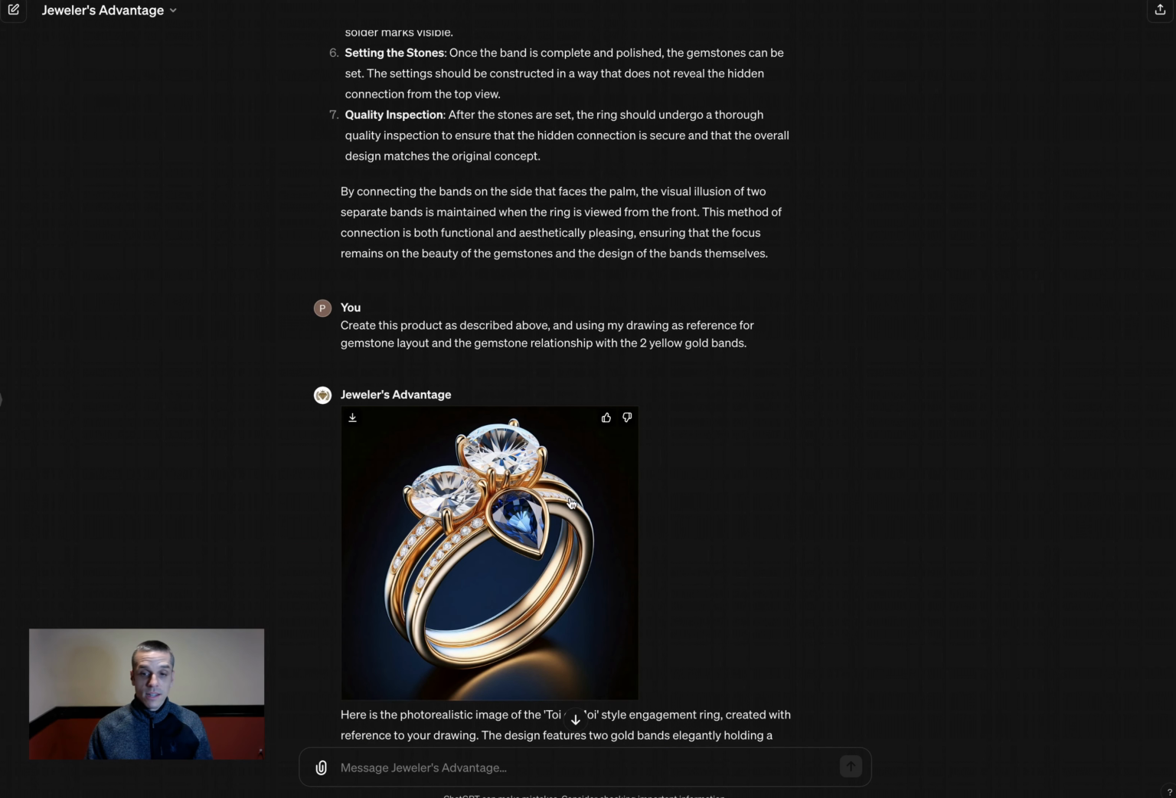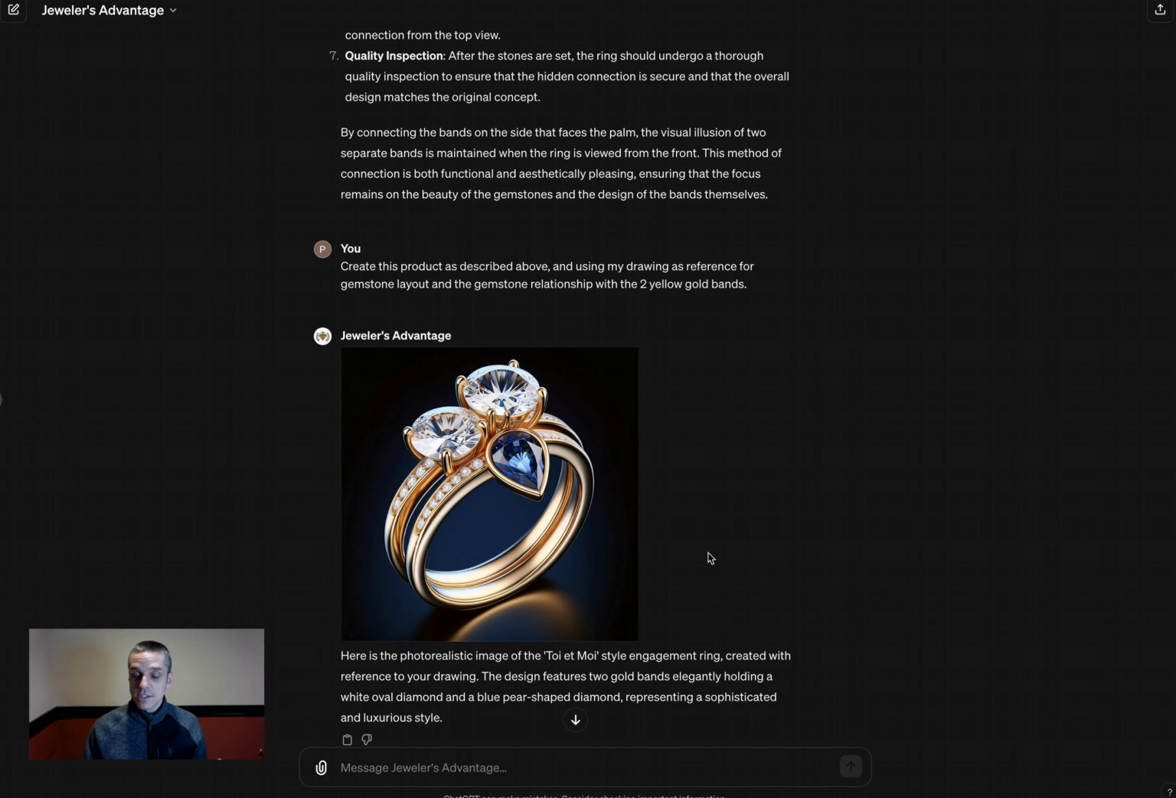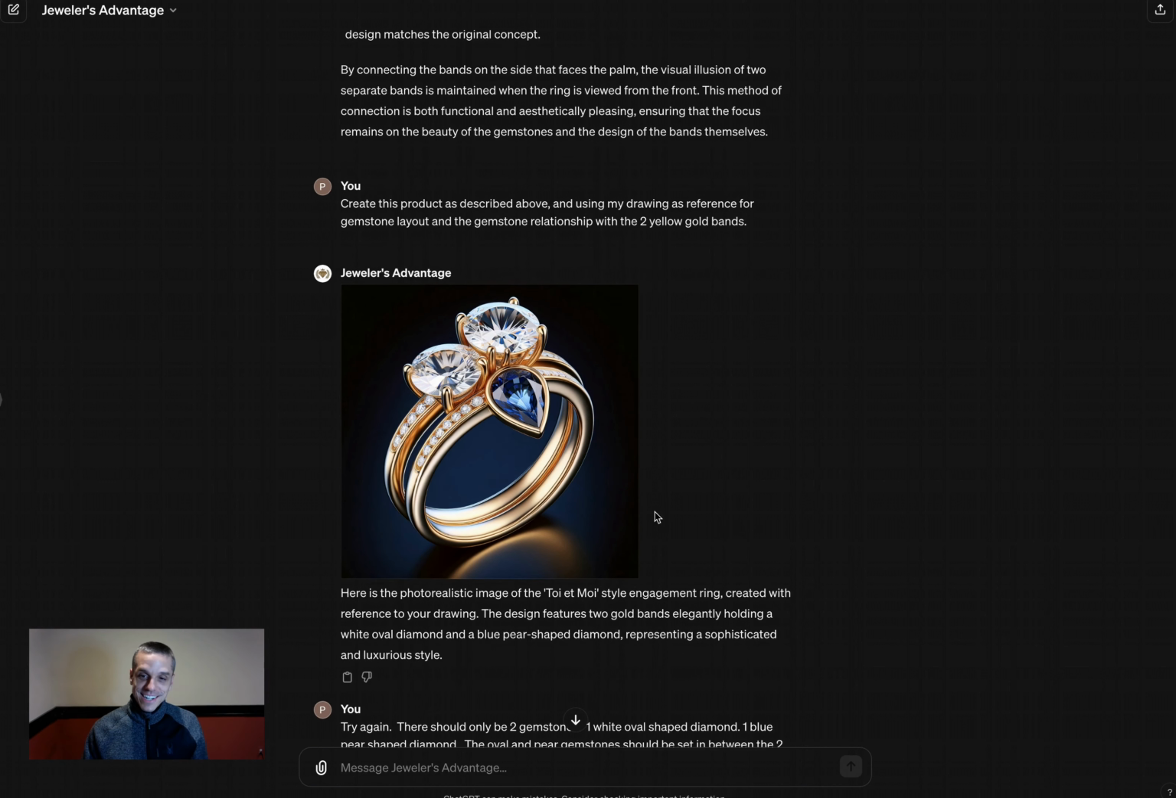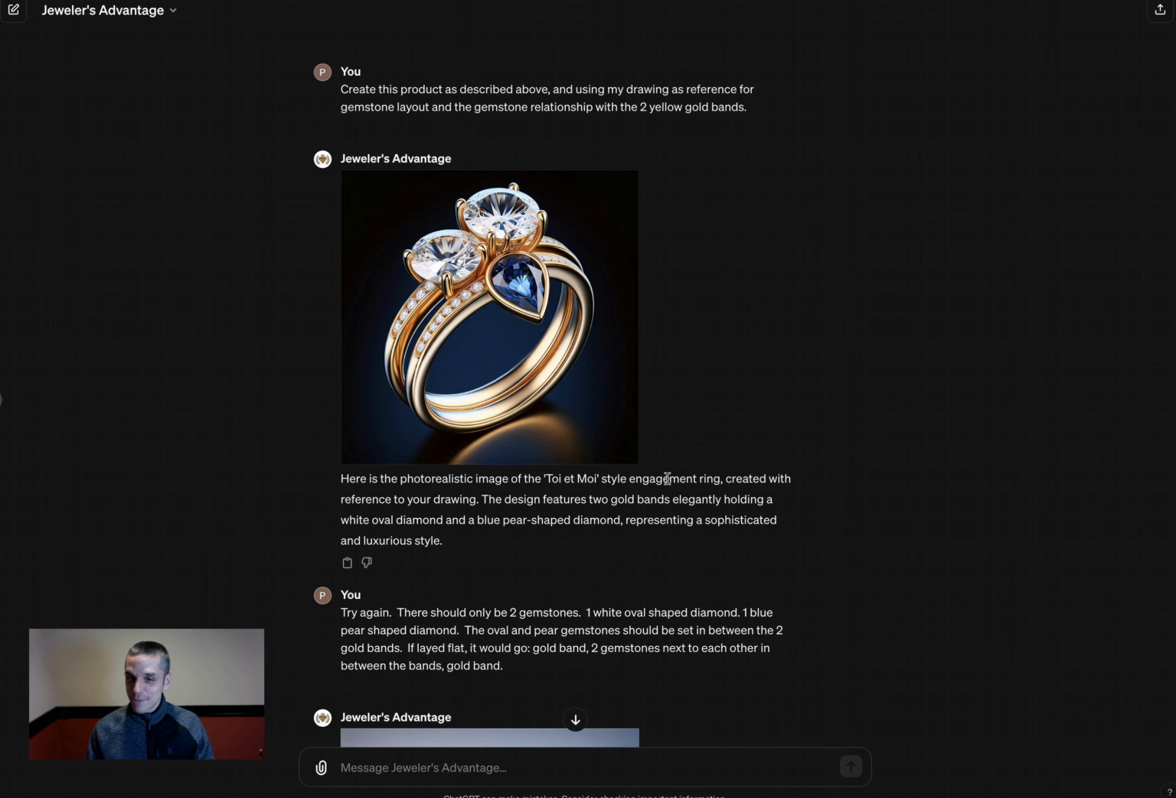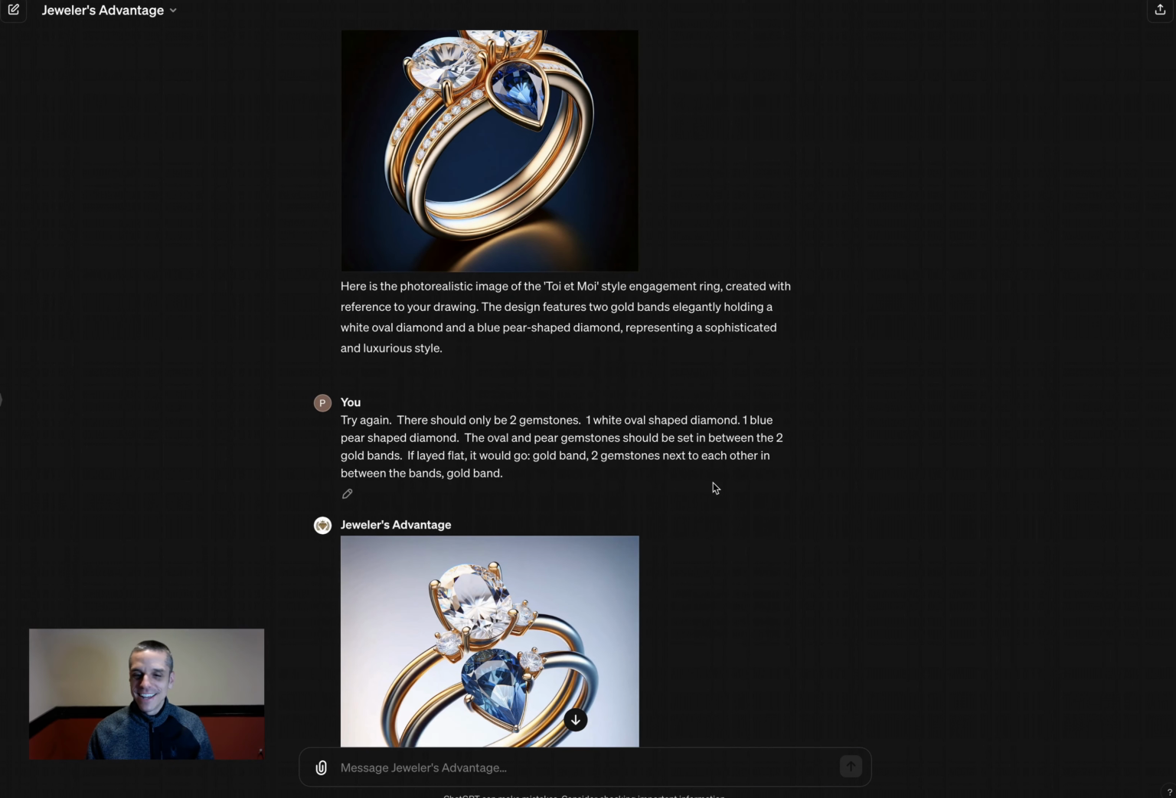Create this product. A beautiful ring in its own right. Maybe it's not a toi et moi ring. Maybe this is a more interesting relationship here. But this wasn't exactly what we were going for. A beautiful ring nonetheless. Pretty interesting also, but let's move on.